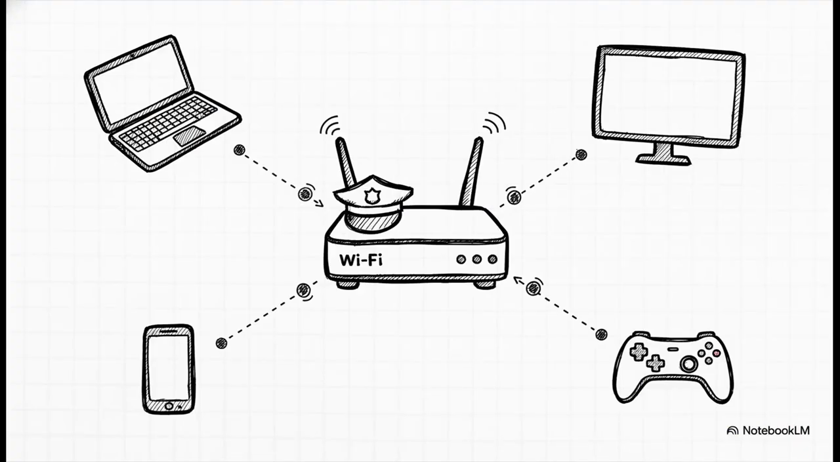Now, this is the complete opposite of an ad hoc network. Here, everything, and I mean everything, goes through a central hub. We call it a router, but technically it's an access point. All your devices, your laptop, your phone, your TV, they don't talk to each other directly. Nope, they talk through the access point. It's basically the traffic cop for your entire network.